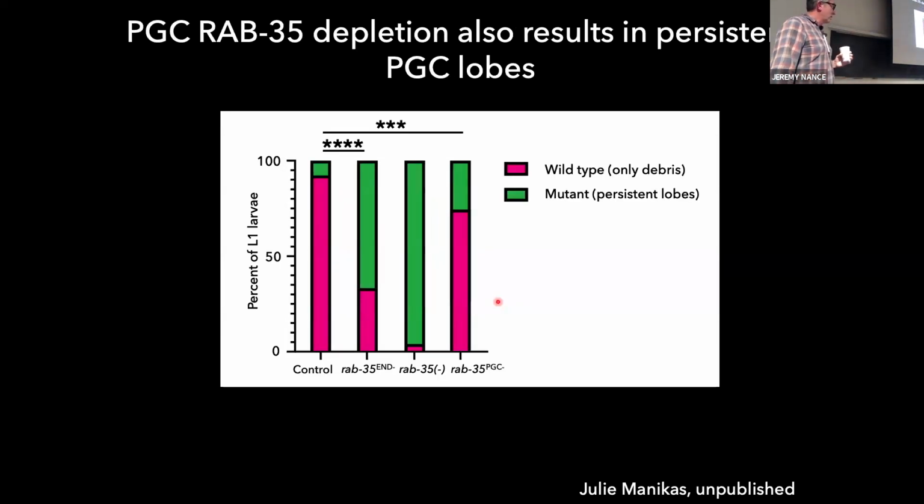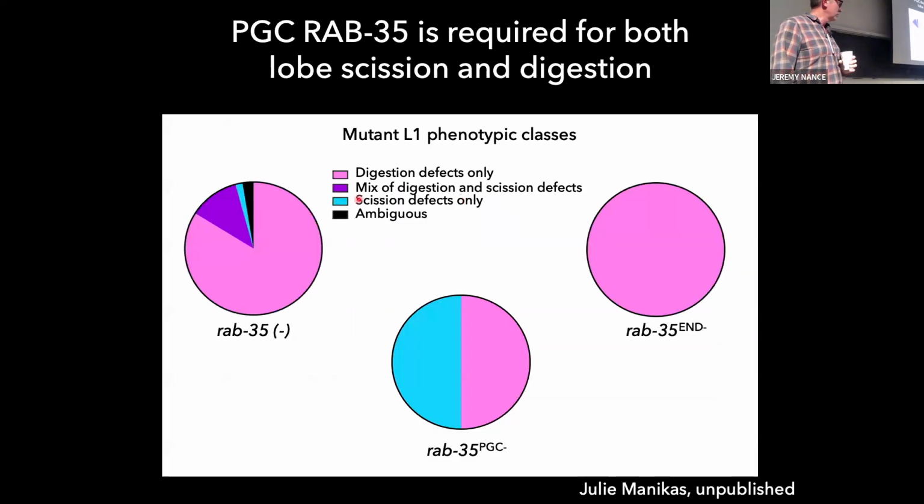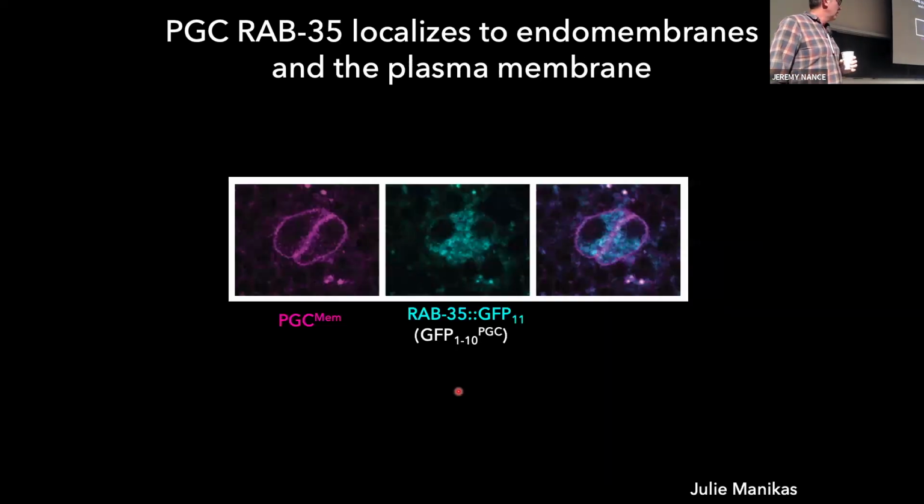Okay, then she got a surprise. She took RAB35 specifically out of the PGCs, and she saw a weaker phenotype, but it was very significant and it was different from her control situation. And what was really interesting is it differed dramatically from the endoderm phenotype. Now she was seeing the scission defect in about half of the lobes that she tested using the FRAP assay. And the localization of RAB35 in the PGCs, we looked at it the same way, specifically with PGC specific expression of GFP 1 to 10. It was just on endomembranes and weakly on the plasma membrane. So it really didn't tell us anything new about the protein.